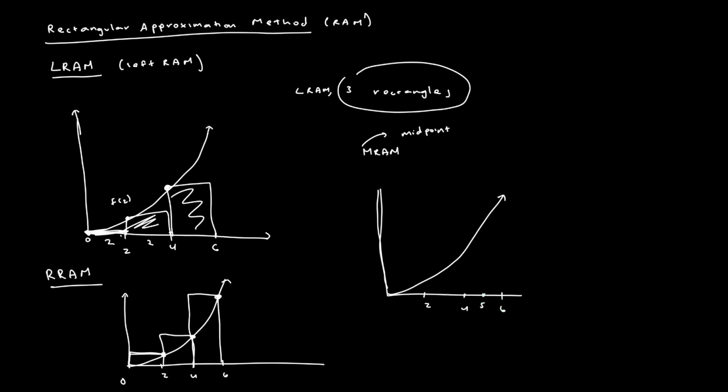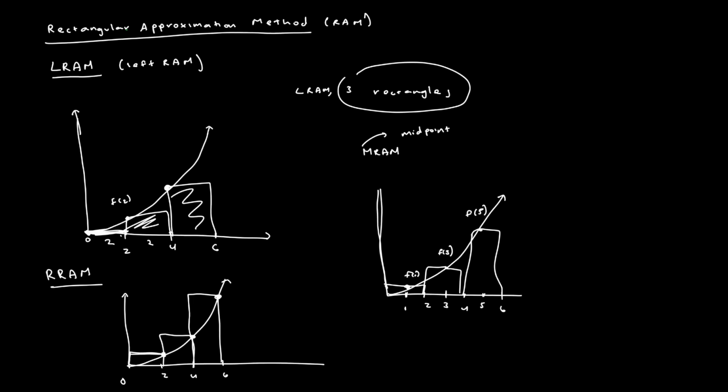Our third rectangle is going to have a height at the midpoint, and all of them are, so the heights of the rectangle are determined by the midpoint value. So here it'll be f of 1. The middle rectangle will have the height depending on f of 3. And then the rightmost rectangle has a height of f of 5. So these are just like 3 flavors of the rectangular approximate method.